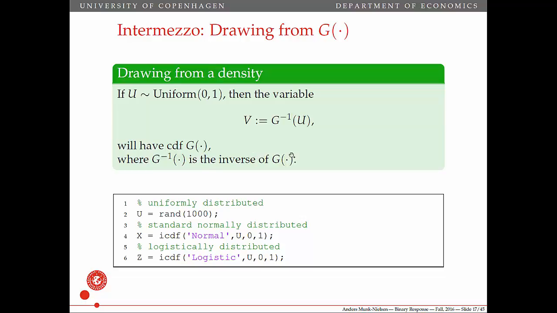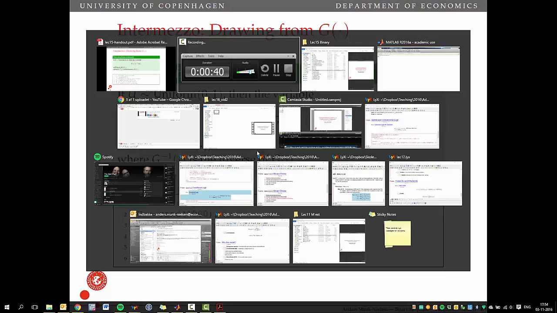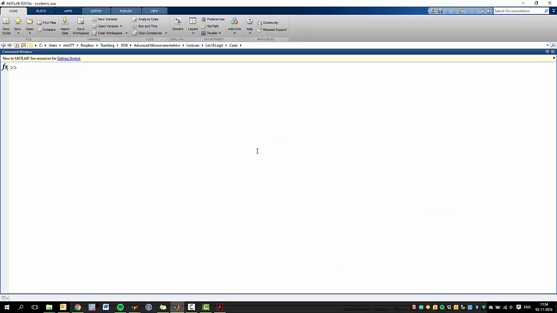The way that it works is that any computer only knows how to draw uniform random numbers, and then it uses the inverse of some CDF on those uniforms to get the draws from that particular CDF. So let's slow this down a little bit and have a look at what's going on. When we draw uniform numbers, it could be something like this. The rand function will draw uniform random numbers.